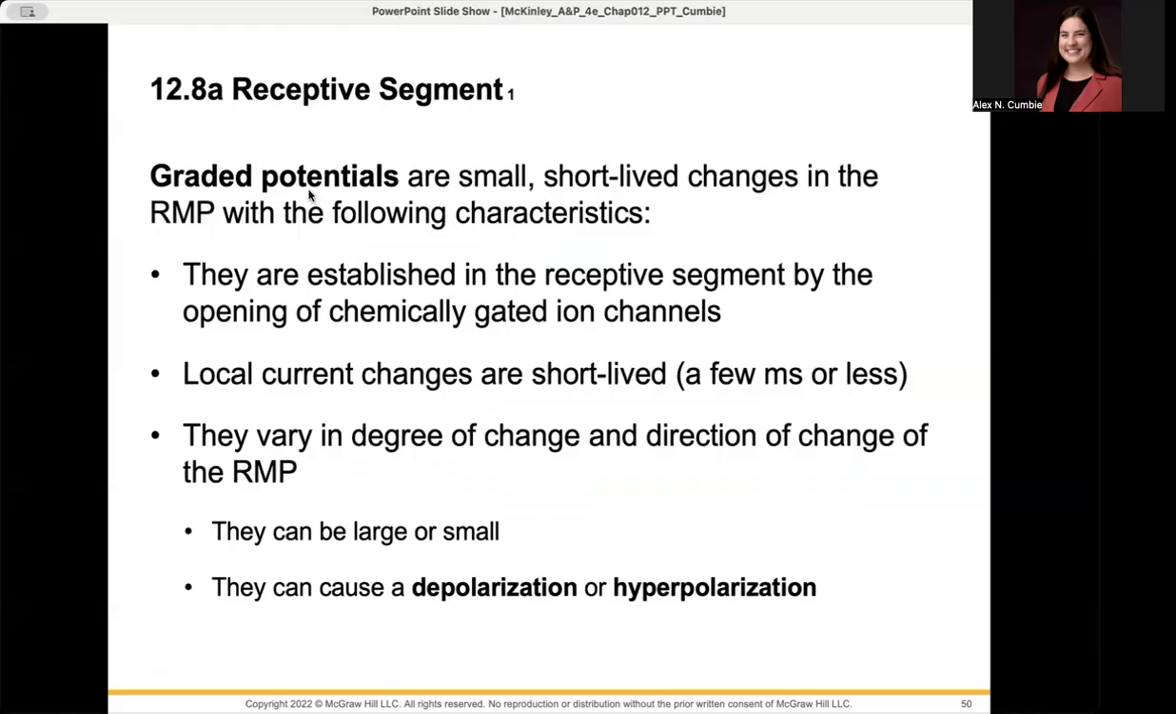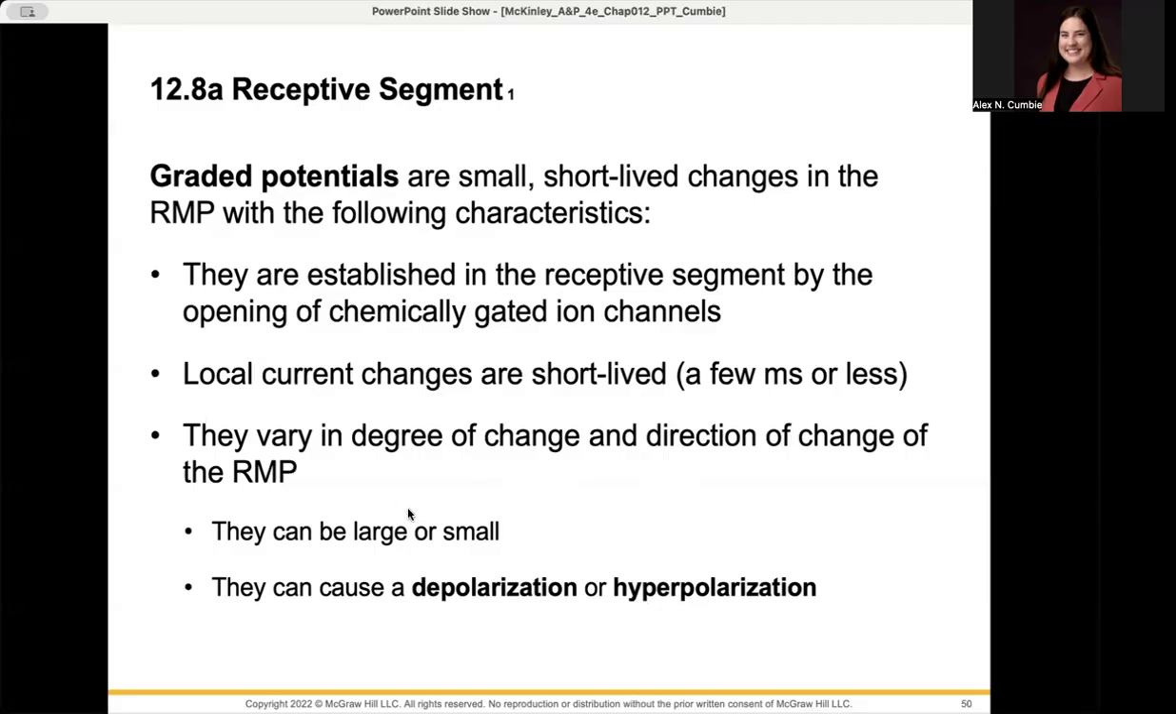What we end up creating on the receptive segment is not an action potential itself, but we end up getting all these graded potentials. These are small, short-lived changes in the resting membrane potential because we have different types of neurotransmitters coming and attaching. And it's going to open up different types of chemically gated ion channels. And when that happens, we can either have a bunch of sodium flooding in, we could have chlorine flooding in, we could have potassium flooding out.